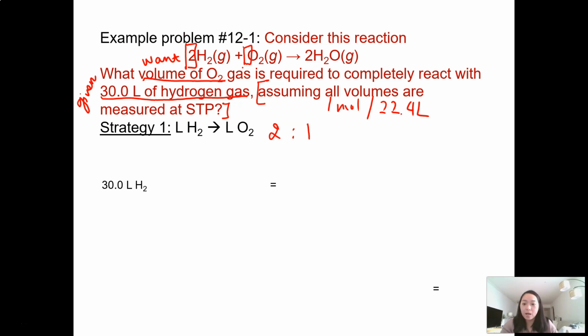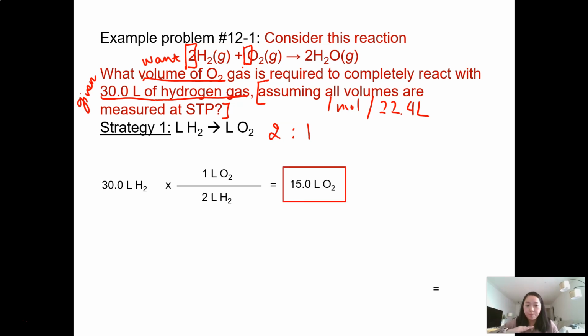So knowing that, we can start, always with the given, which is 30 liters of hydrogen gas. I will multiply that by the volume ratio between hydrogen gas and oxygen gas, which are the two things we want and are given. So I put 2 liters of hydrogen gas at the bottom because I want it to cancel out. And I put 1 liter of O2 at the top because we want liters of O2 at the end. So just punch it in the calculator and, noting your significant figures, you get 15 liters of oxygen gas. It is as simple as that.